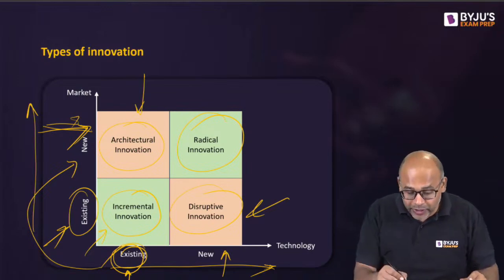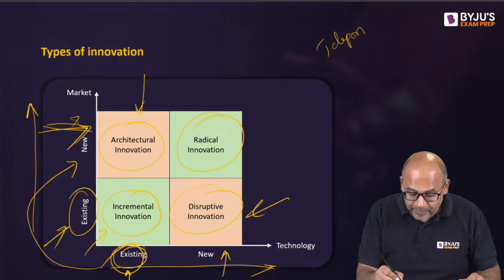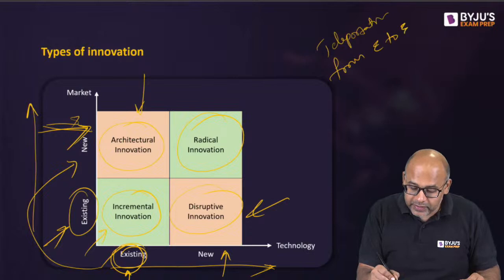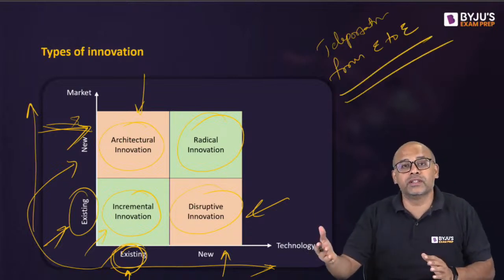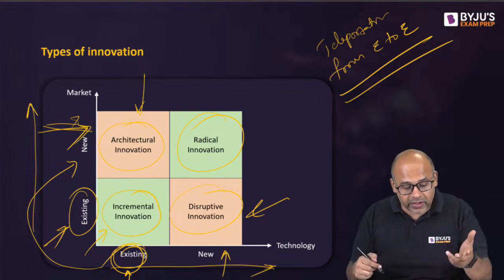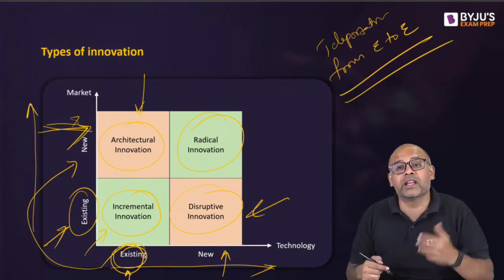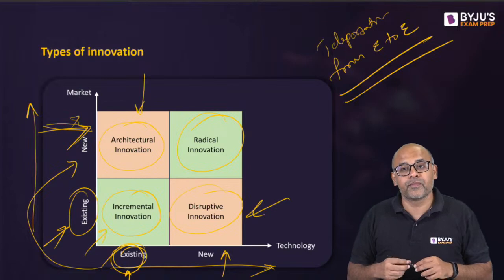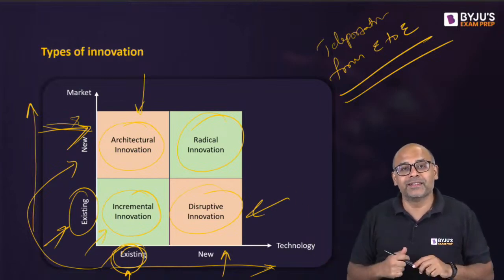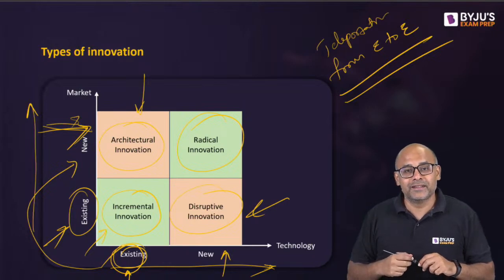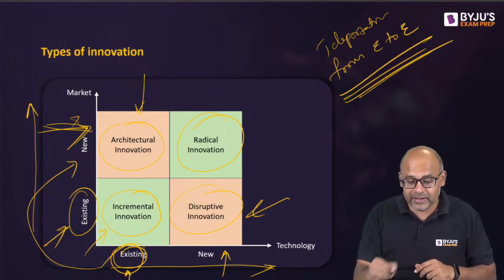See, if I say teleportation from Earth to Earth, what would this be, guys? Teleportation to go from Earth to Earth. Where would this come? Is it architectural, incremental, or disruptive, or radical? Where would this come? Vanish here, come there. What will this be?